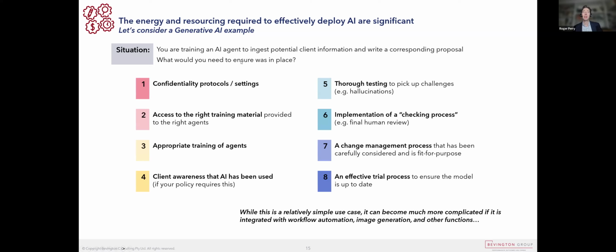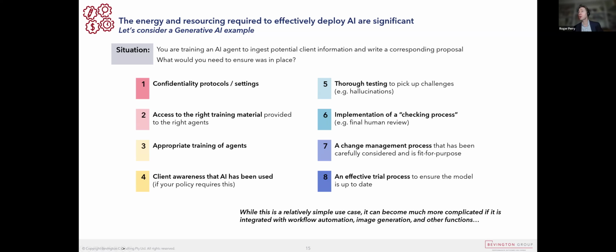So here's a situation. You're training an agent to ingest potential client information and write a corresponding proposal. What would you need to ensure is in place? Confidentiality protocols, access to the right training material provided to the right agents, appropriate training of agents. And bear in mind, you don't want to train an agent here as an artificial intelligence agent. So it's an AI model: appropriate training, the right data, the right training, or you get the wrong answer. Client awareness that AI has been used. This should be part of your ethical infrastructure. Thorough testing to pick up challenges like hallucinations and understanding under what circumstances a hallucination might arise. Implementation of a checking process.